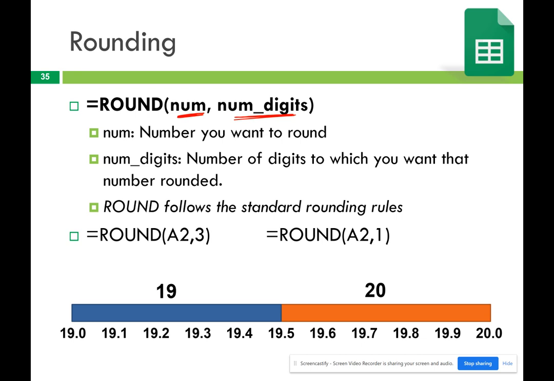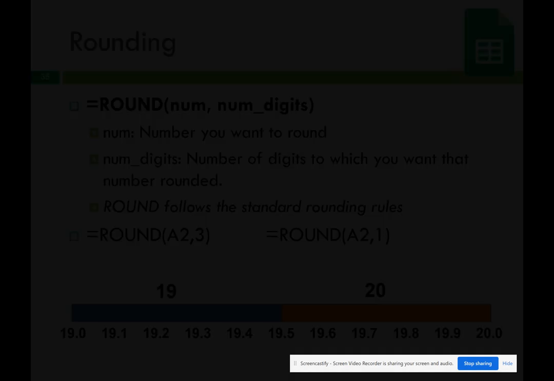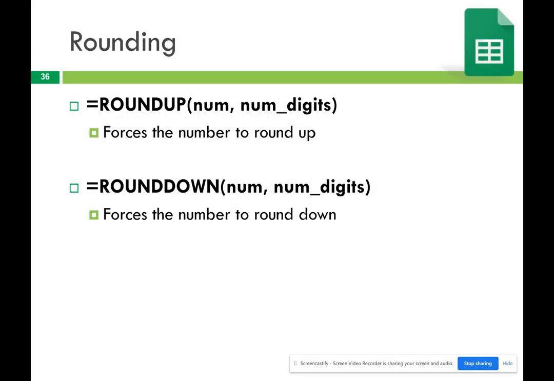There are two others that I'm just going to throw out there because they work the exact same way, except the rounding changes a little bit. One is called round up, and the other one is called round down. You can use these if you want to round a number, but you'd like to override the typical rules of rounding. If you use the round up function, that will force the number to round up.